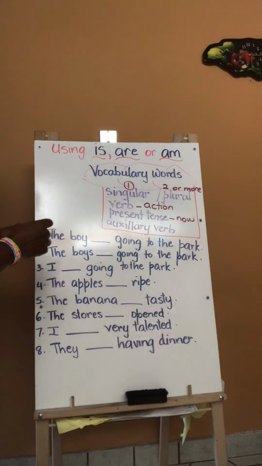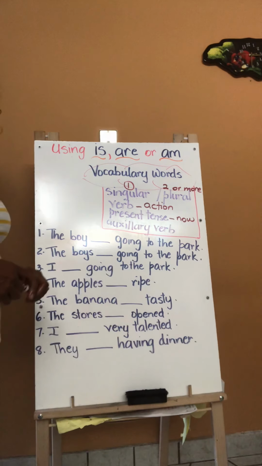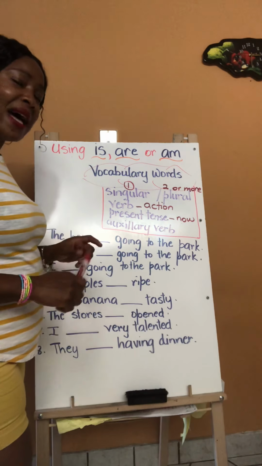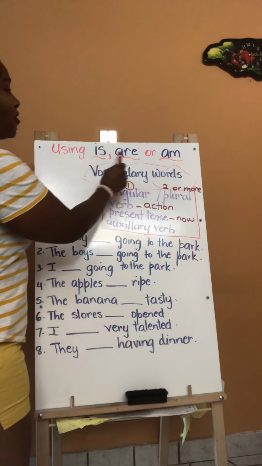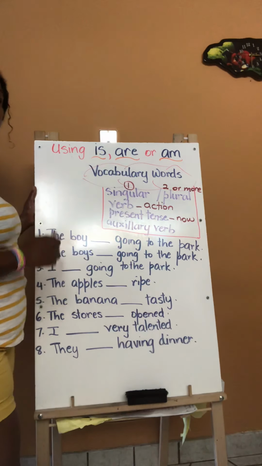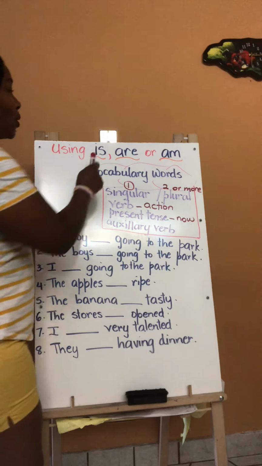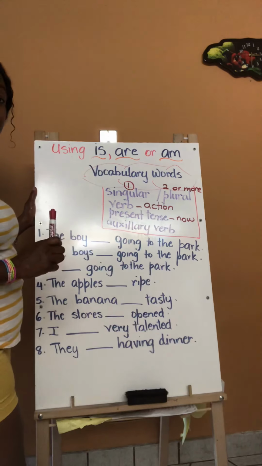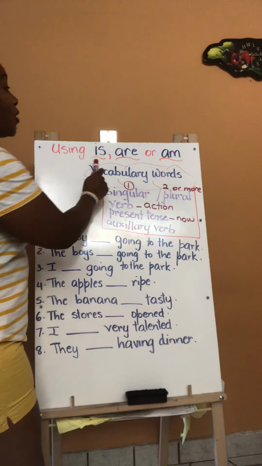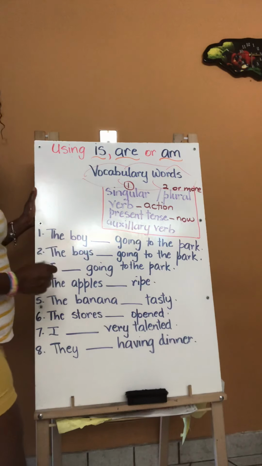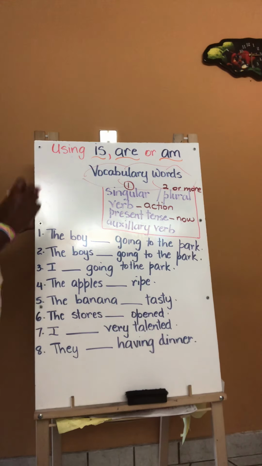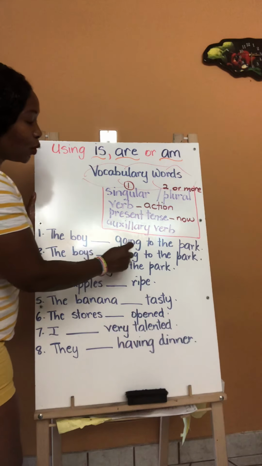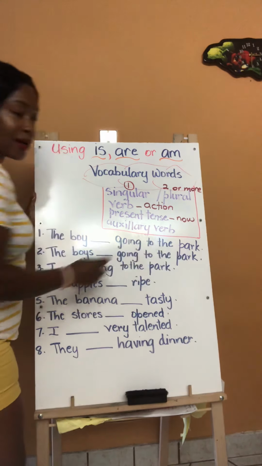Okay, so we have 8 sentences on the board, and the first one, we're going to read it and see which of these auxiliary verbs would make sense. So is, are, and am are called auxiliary verbs or helping verbs. So we're going to see which one makes sense in each of these sentences. So the first one says, the boy blank going to the park.